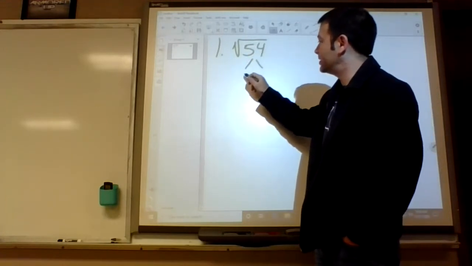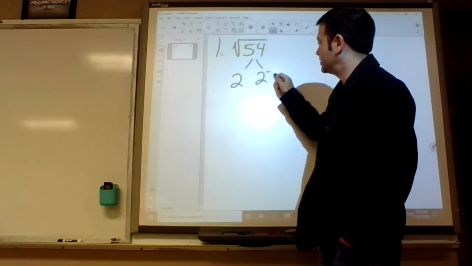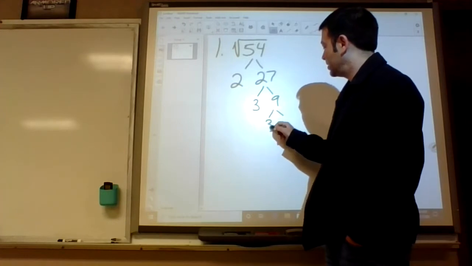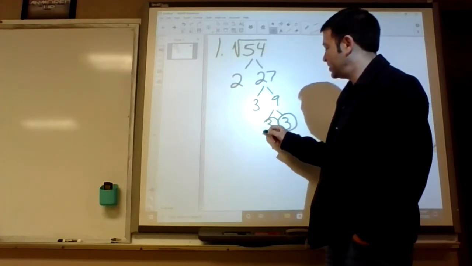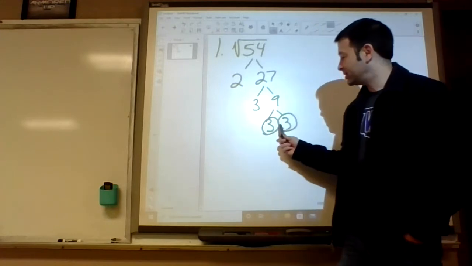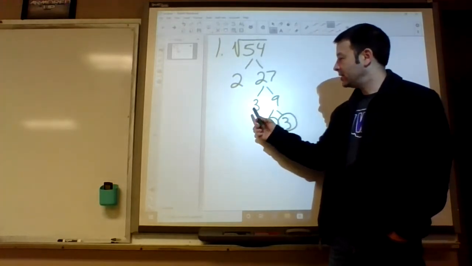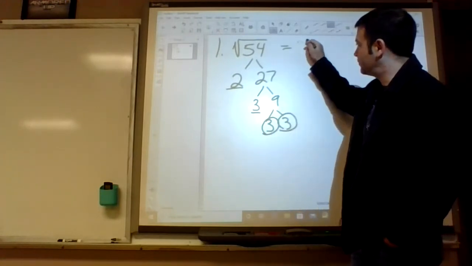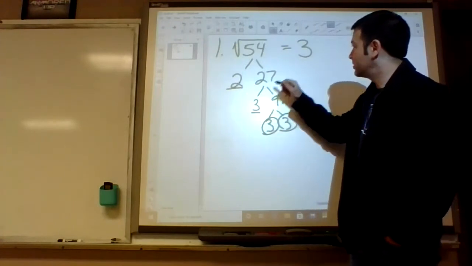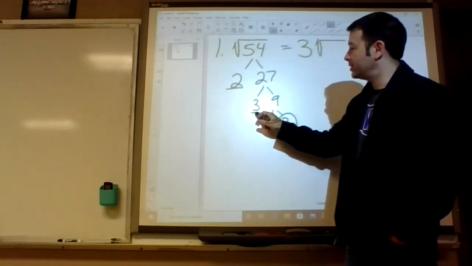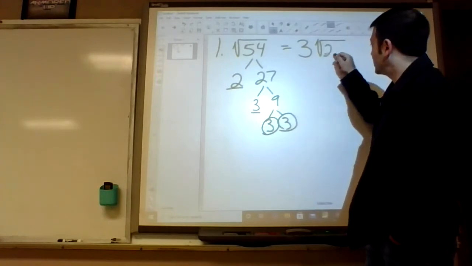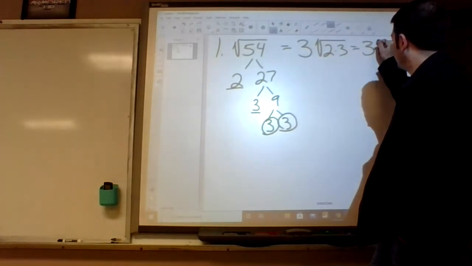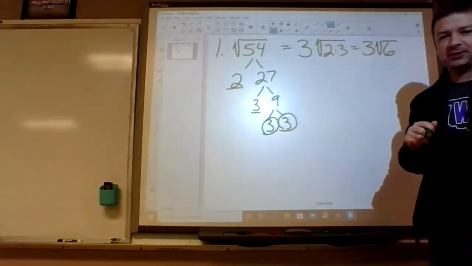So 54 is 2 times 27, and 27 is 3 times 9. And 9 is 3 times 3. So what we did, I don't know if you guys recall, but we took the doubles and put those in front, and the leftovers we put in back. So a double 3 goes in front as a 3, and in the square root we got 2 and 3 left over, and 2 times 3 is 6, so it's 3 square root of 6. That would be the answer for that one.